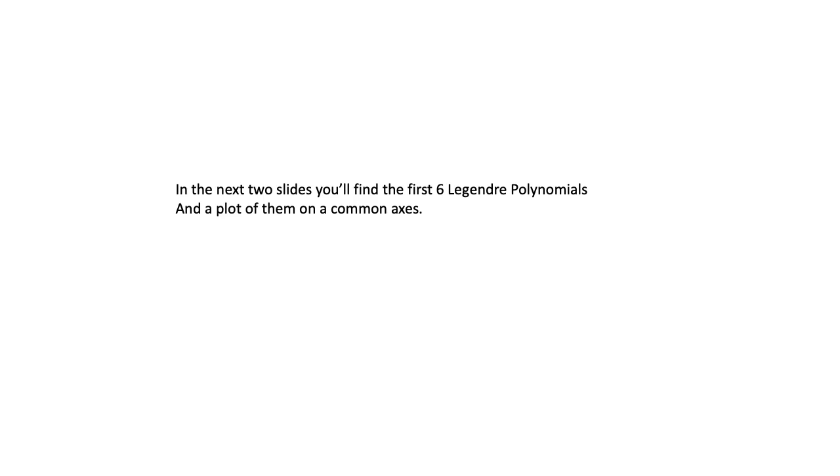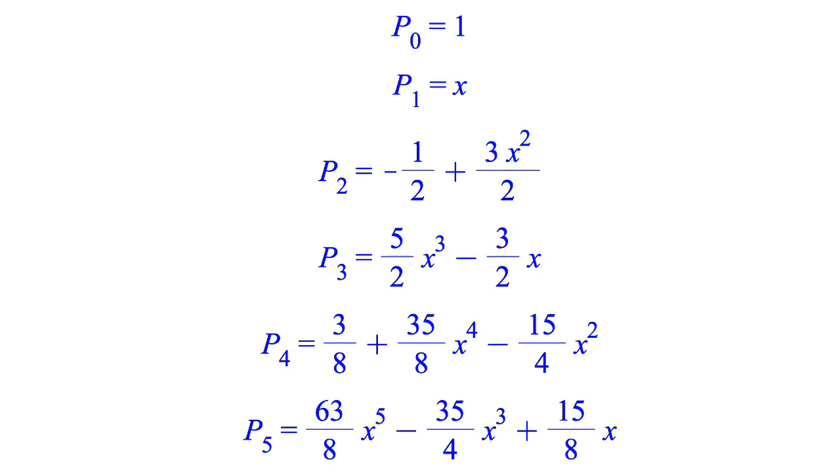The next two slides are just for convenience to show you the first 6 Legendre polynomials, and we'll also have a plot. So here are the first 6 Legendre polynomials. P0 is 1, P1 is x, an odd function, P2 is a half plus something times x squared, an even function. P3 has odd powers of x. So you'll notice that if n is even, we have an even polynomial, and if n is odd, we have an odd polynomial.